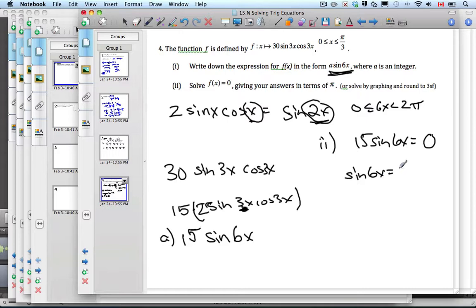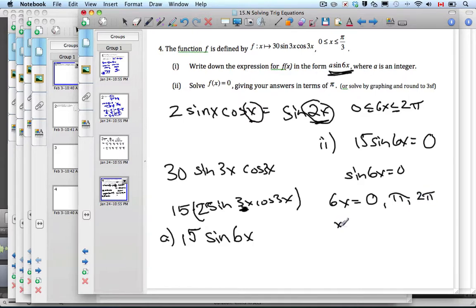Sine 6x equals 0. And 6x then, where is sine 0? It's the y value. I want to be on the x-axis, so it's 0 and pi. Does it include 2 pi? It does include 2 pi, so it swings all around to 2 pi again.